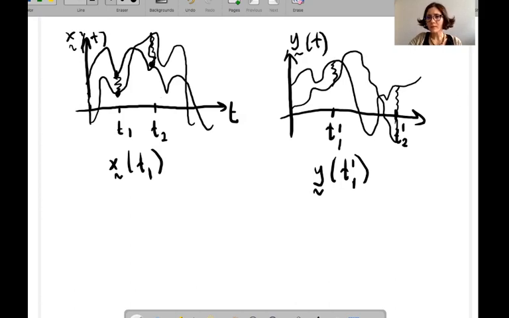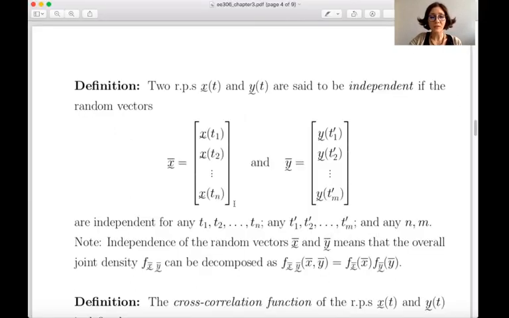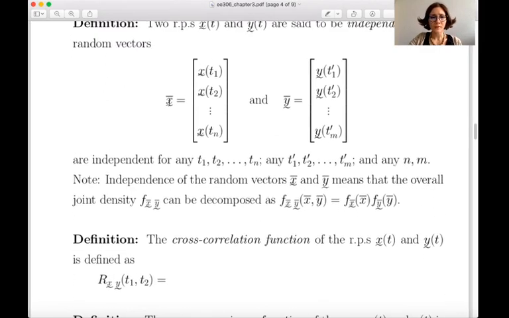Here's just one detail about how you can characterize this kind of independence. When you say that this random vector should be independent of that random vector, it means exactly the following. You think about the joint density of these two random vectors, f of x tilde bar, y tilde bar. This overall joint density should be decomposable in the following form: it should be written as f_x times f_y.